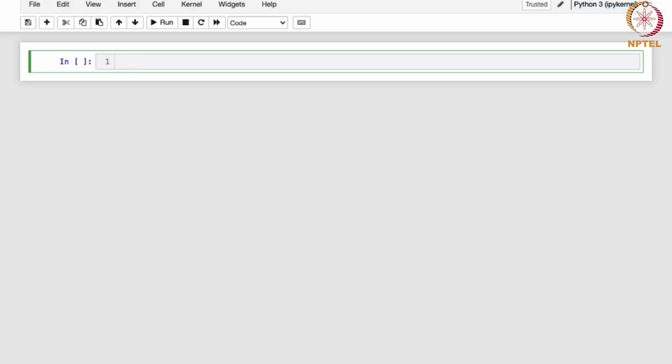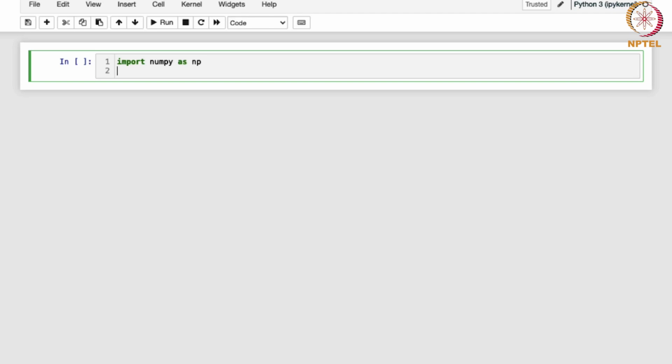So let us first of all import the necessary libraries. Import numpy as np, and from scipy.stats. So scipy.stats basically provides various statistical distributions and functions. So from that we are going to import this uniform distribution.